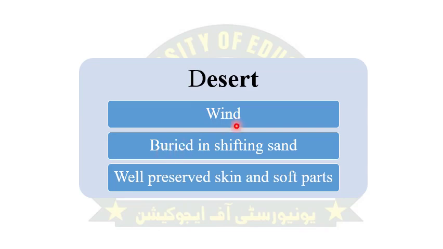bury a dead organism. They are buried in shifting sand, because wind is responsible for shifting of sand. So the organisms which die in the desert are buried in shifting sand, and they are well preserved. They have well preserved skin and even soft parts, because in the desert dehydration occurs, and the dehydration prevents the breakdown of the body of the dead organism.